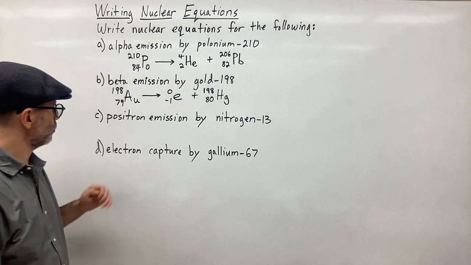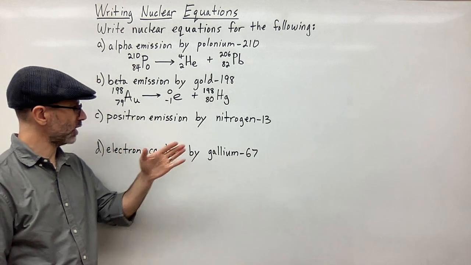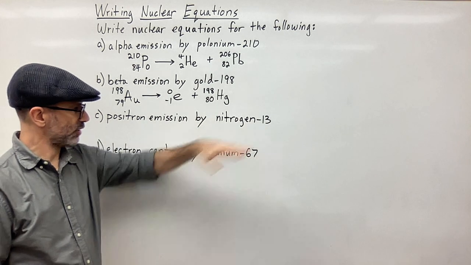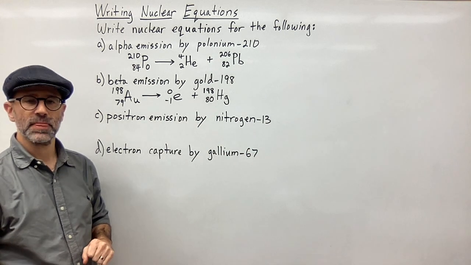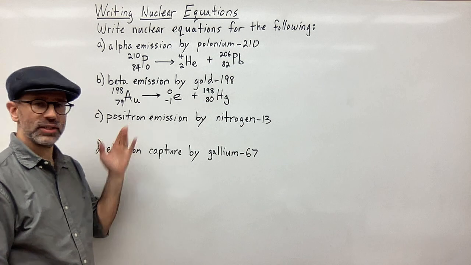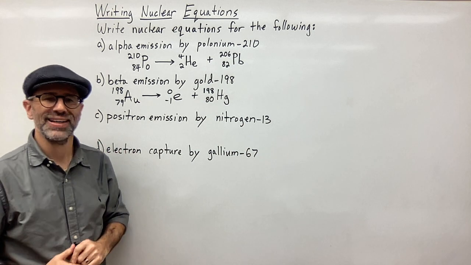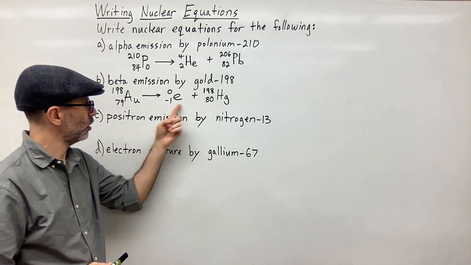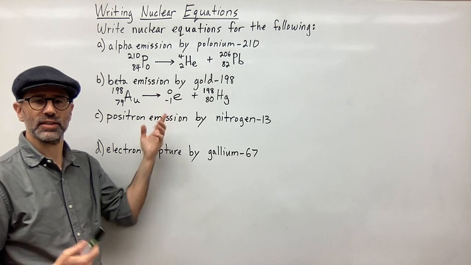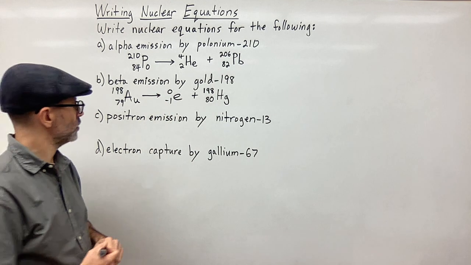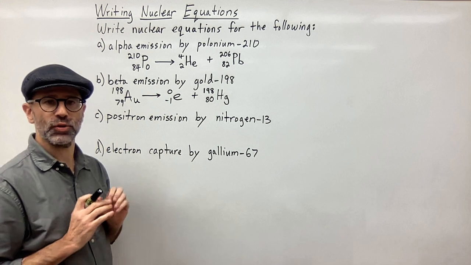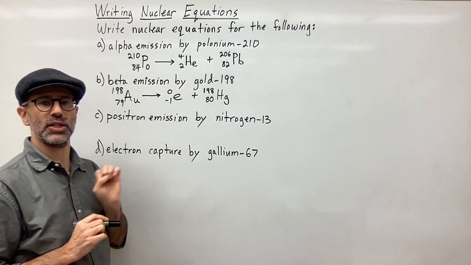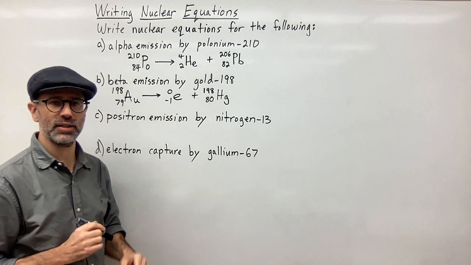Okay, so next we have positron emission by nitrogen 13. So positron, what is a positron? You got to know what a positron is. It's basically a positive electron. So it's going to be this symbol, but with a +1 instead of a -1. So we're going to emit a particle. So this means it's a product. So emission means you're producing that as a product.